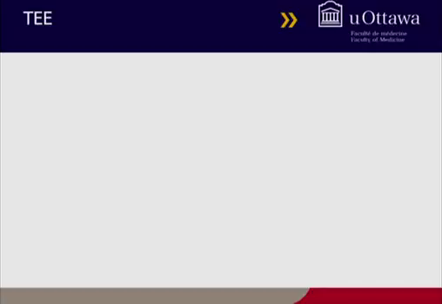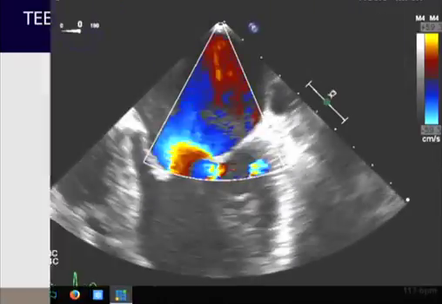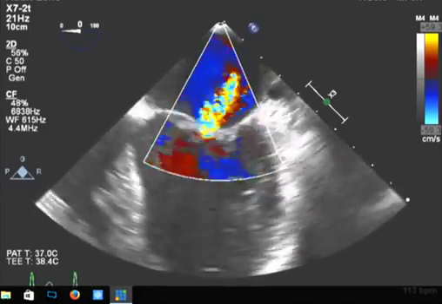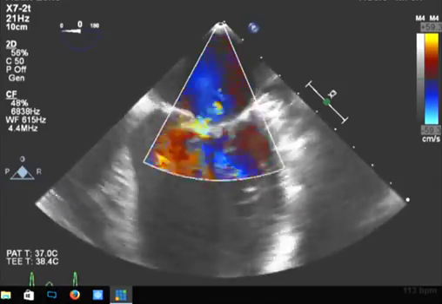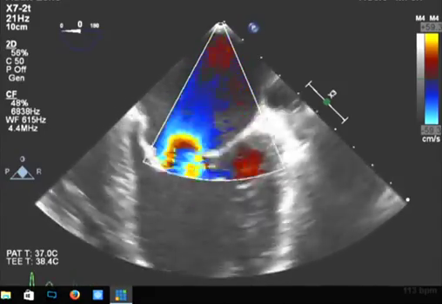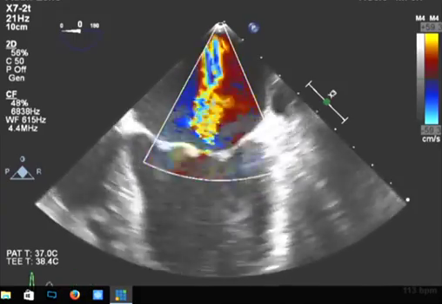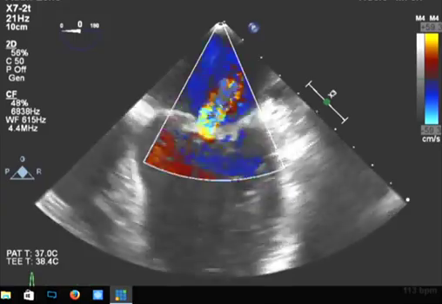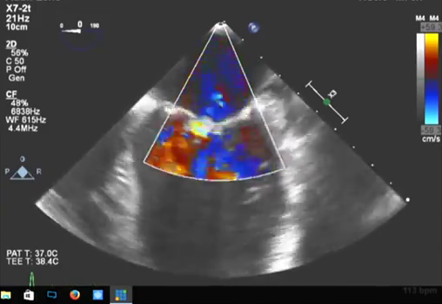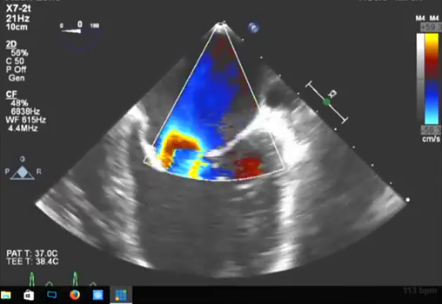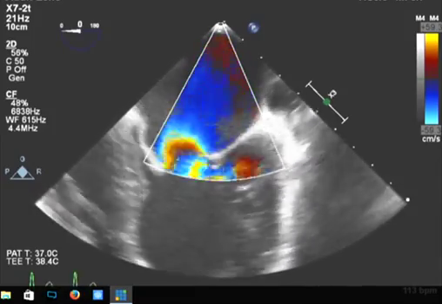Can I have video 3, please? So this is the mitral valve. You can see the left ventricle towards the bottom and the left atrium towards the top. And you can see this patient does have mitral stenosis with the turbulence coming into the left ventricle and a fairly significant mitral regurgitation going back into the left atrium.